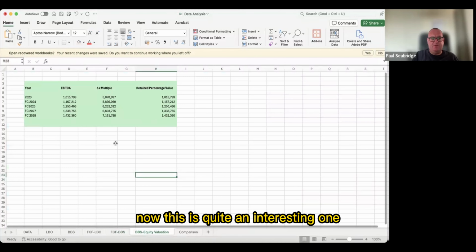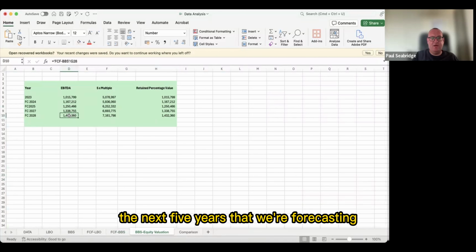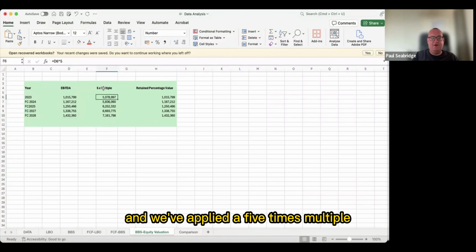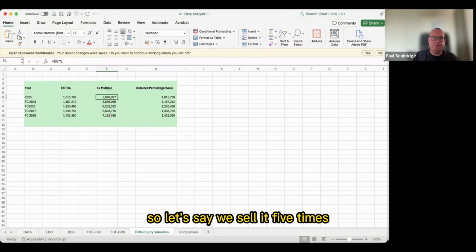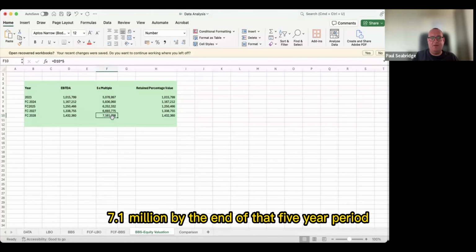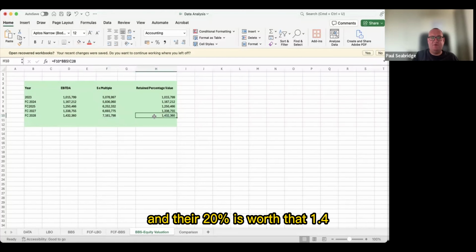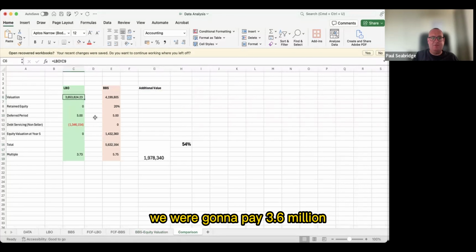Now, this is quite an interesting one, because we've then taken the EBITDA for the next 5 years that we're forecasting, and we've applied a 5x multiple, because part of a larger group, this business will be more valuable. So let's say we sell at 5x. The overall business could be worth 7.1 million by the end of that 5-year period, and their 20% is worth that 1.4. So if we do a very quick comparison, in an LBO, we were going to pay 3.6 million.